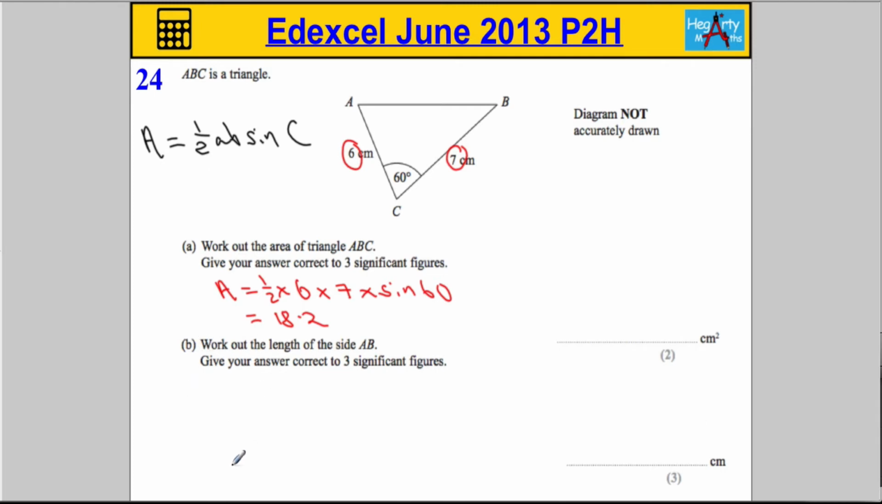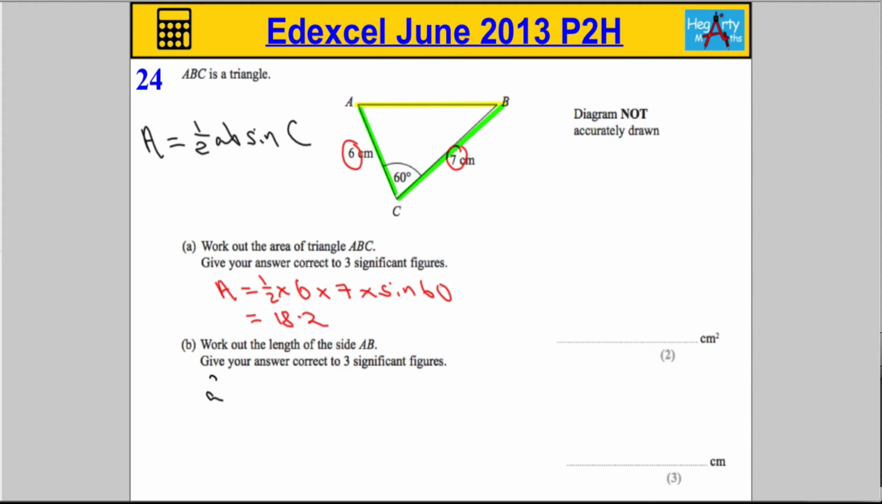Next part, work out the length of the side AB, and we're very fortunate here. Again, just some basic applications of trig formula. In this case, we're asked for that side. I've got two sides. I've got the angle trapped in between. I'm looking for a third side, and that means we're going to have to use the cosine rule, and the cosine rule is given to us as well at the front of the paper.